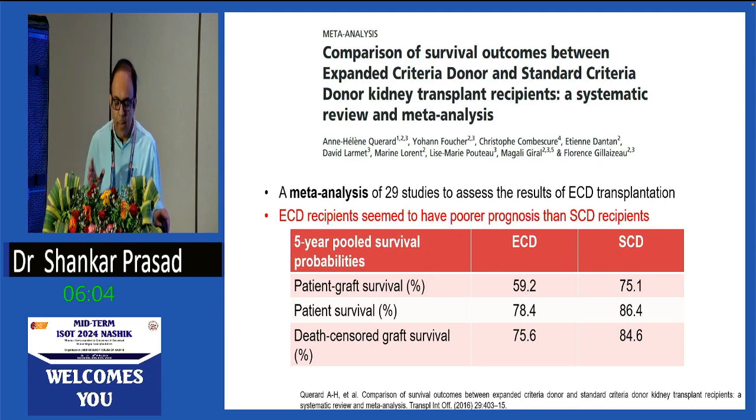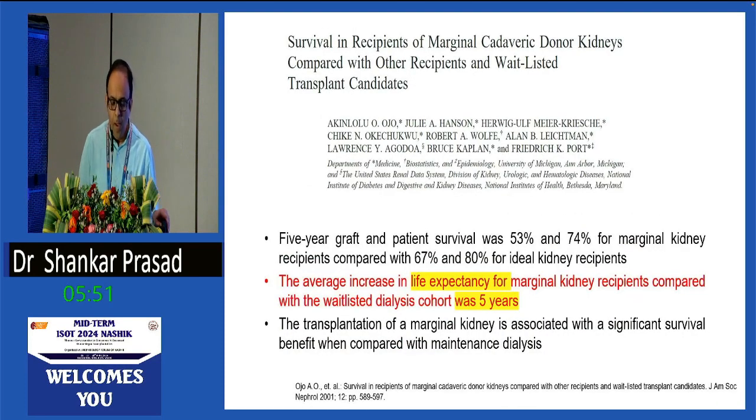Another meta-analysis, with 29 studies, compared ECD with SCD. ECD included the hypertension donors. If you look at the table, the ECD did not fare well compared to the standard criteria donors. Again, when it comes to hypertension, when they compared marginal cadaver donor kidneys from hypertensive donors with other recipients on the waiting list, the life expectancy with a marginal donor was better compared to staying on the waiting list by about 5 years.